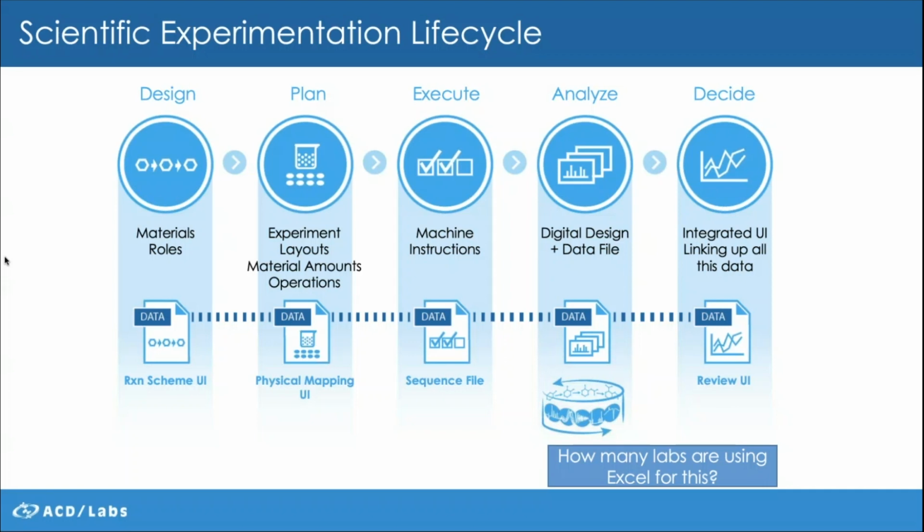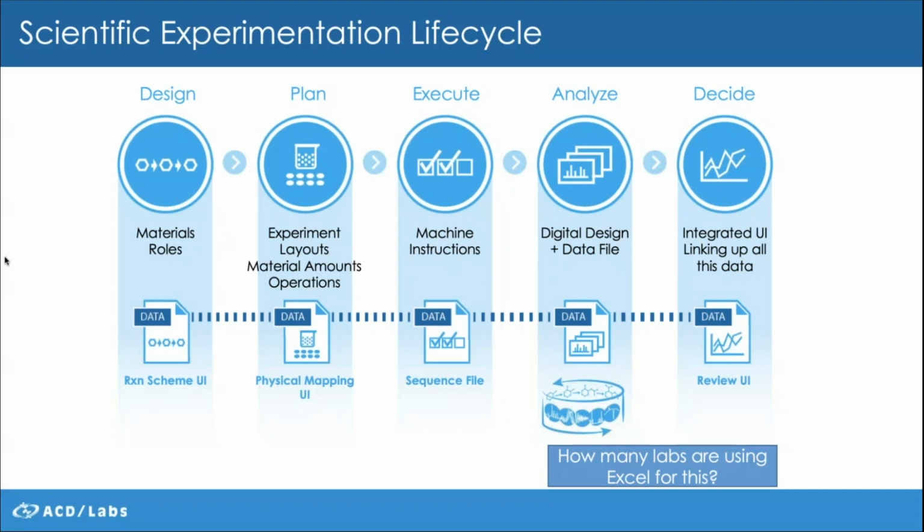Once I have a design and materials described, I transition to a physical plan. Going from a conceptual design to a physical plan requires the description of the experiment layouts. So for example, container dimensions, locations, and the like, where specific materials that I've prescribed in the design need to be in that physical layout, as well as material amounts, along with the physical operations that I'll perform while executing the experiment.